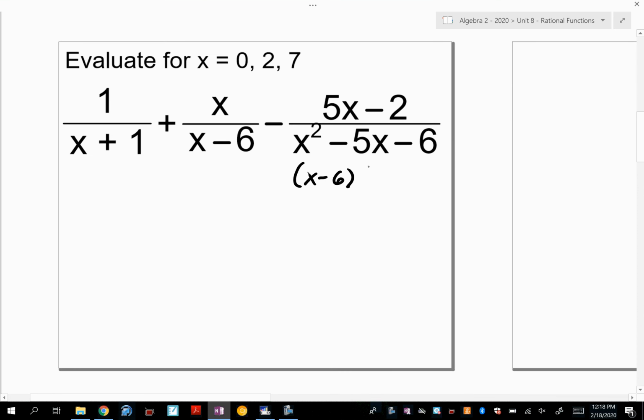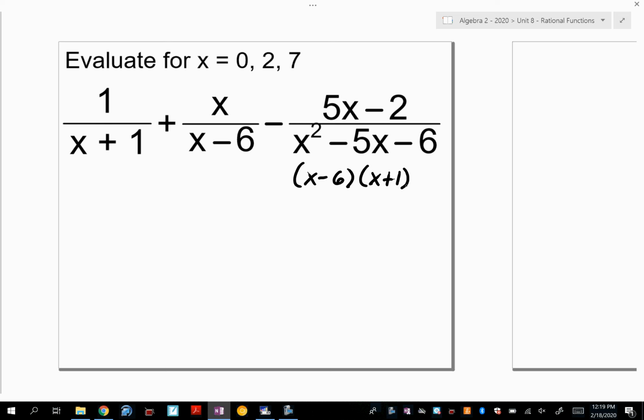x minus 6 and x plus 1. Now, when you write this down, if your brain hasn't seen it yet, take a look at the other denominators. The other denominators, I know, right, are pieces of this. Okay? So in order to add and subtract all of this, I'm thinking back to middle school. And in middle school, to add and subtract fractions, you need a common denominator.